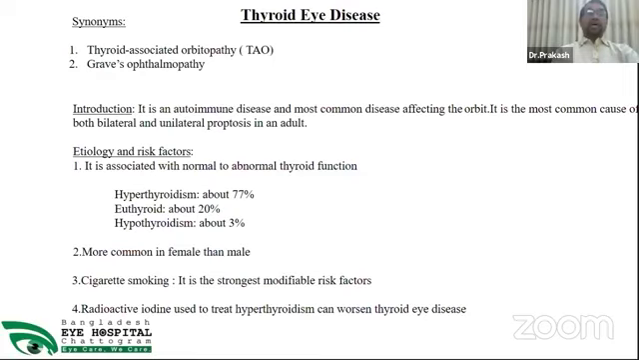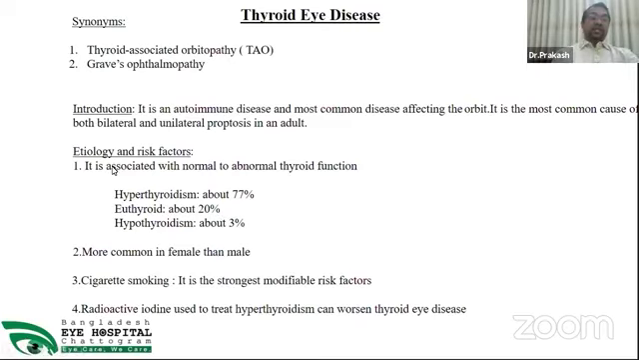Next, come to thyroid eye disease. Thyroid eye disease is also called thyroid associated orbitopathy, and also Graves' ophthalmopathy. It is the most common cause of bilateral and unilateral proptosis in adults. The cause is unknown, but it is strongly believed to be an autoimmune disease, and it is the most common disease affecting the orbits.